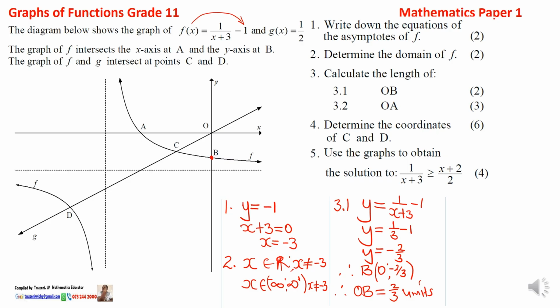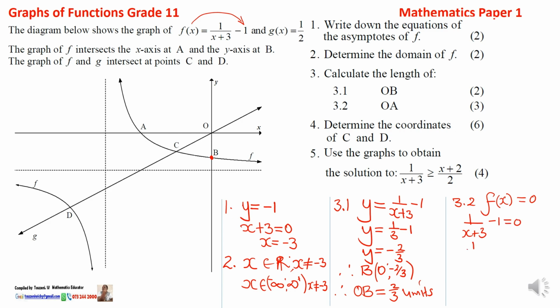Number 3.2, we want to find the length of line OA. For this one, we need the coordinates of point A. A is the x-intercept of the graph. To determine the x-intercept, we equate y to 0. Y means the entire equation f(x) equals 0. Then we solve it. Our f(x) is 1 over x plus 3, minus 1. This is equal to 0.